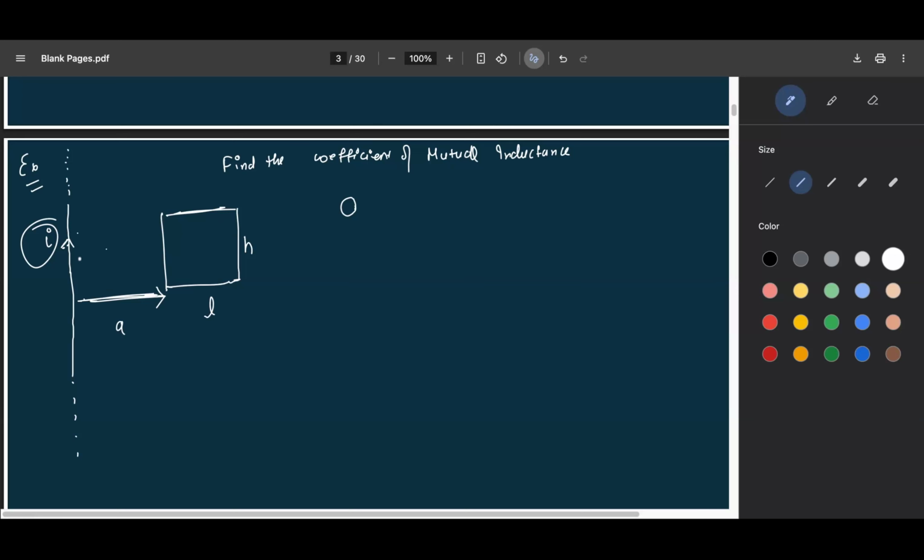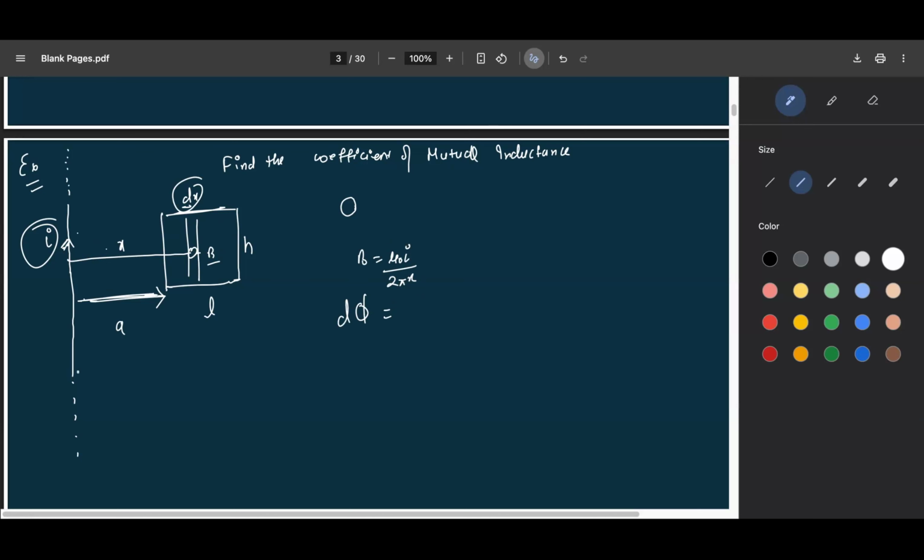If you don't remember, just go to some random distance x and take out a small strip of dx. What is the flux passing through this? That depends upon the magnetic field. What is the magnetic field at this point? That is B, so B is nothing but mu naught I divided by 2 pi x. x is basically distance. So what is the flux? d phi.